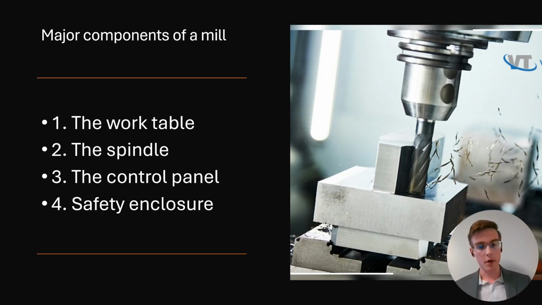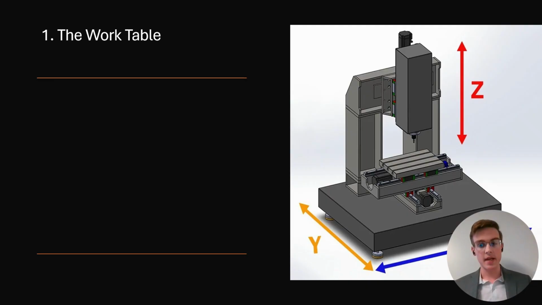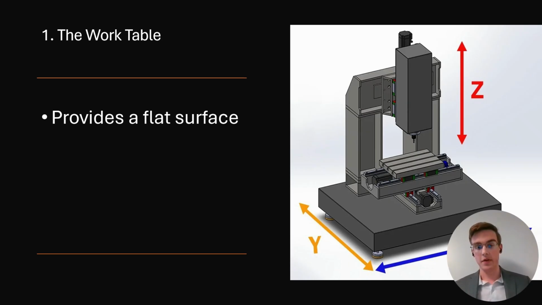So the first part is going to be the work table. The biggest thing is it provides a flat surface to work on. You can see in the picture here, the work table is that central part with the grooves in it. So it provides a flat surface to put the part on and attach it to, because precise machining requires very precise placement. If you had a surface that wasn't flat or smooth, you wouldn't be able to achieve what you're trying to do. So it's very important that you have a flat surface and a hard surface.